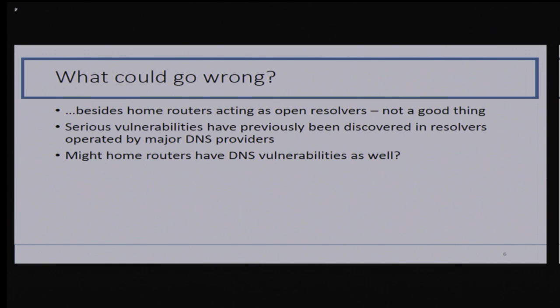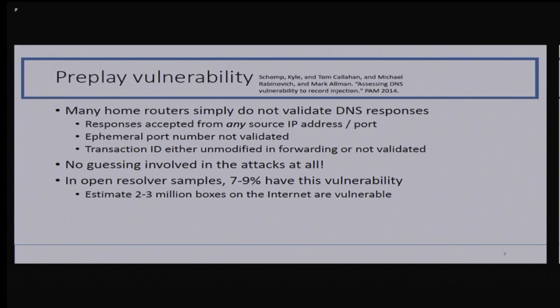As I mentioned on the first slide, in the past, serious vulnerabilities have been found in shared resolvers, right? And if a shared resolver can have a vulnerability, why not that tiny little box sitting in your home that you probably haven't touched in years? Well, not surprisingly, we found one. It turns out that a lot of these boxes simply do not validate DNS responses. They don't check anything. We call this the preplay vulnerability because an attacker can generate his packets beforehand with no guessing involved at all. When we looked for this, we found that 7 to 9% of open resolvers have this vulnerability, and that equates to about 2 to 3 million boxes on the internet.